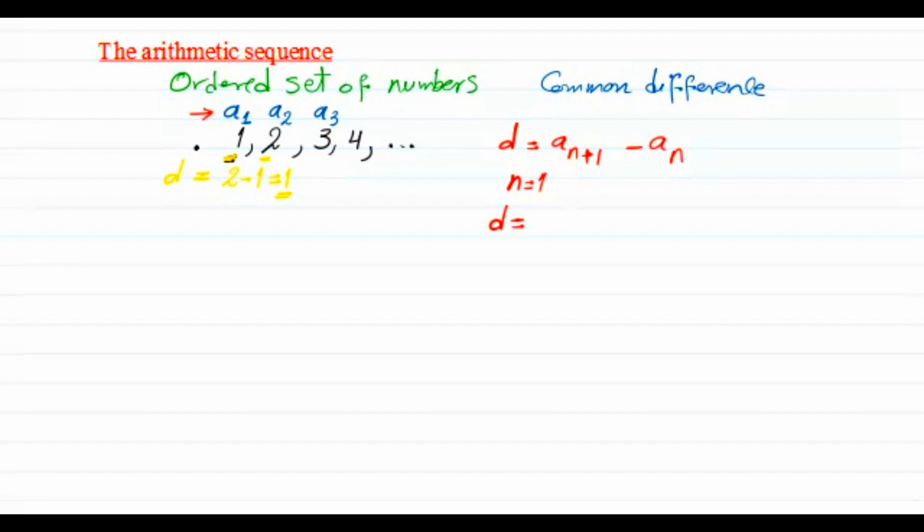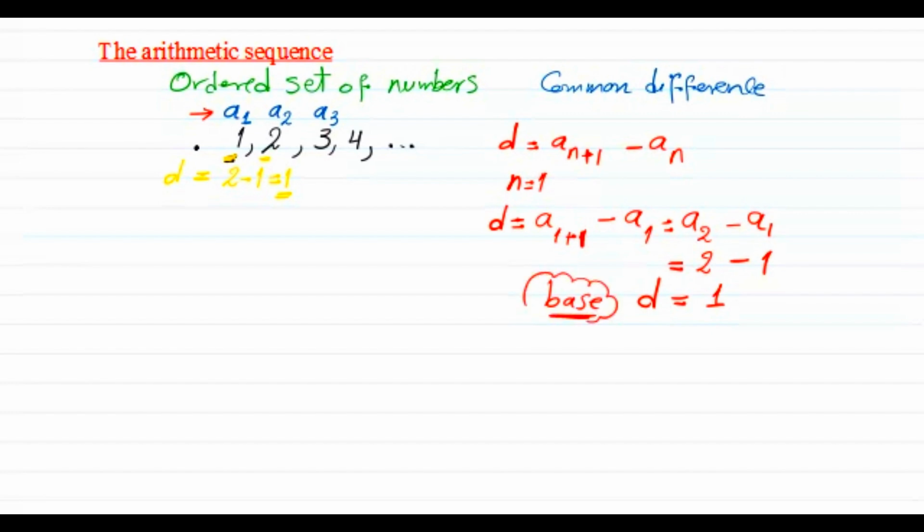An plus 1, that means A1 plus 1, where n equals 1, minus An, which is A1. It equals A2 minus A1. What is the value of A2? It's 2. And A1 is 1. 2 minus 1 equals 1. This is the base. It's called the base of the sequence, and this is very important.